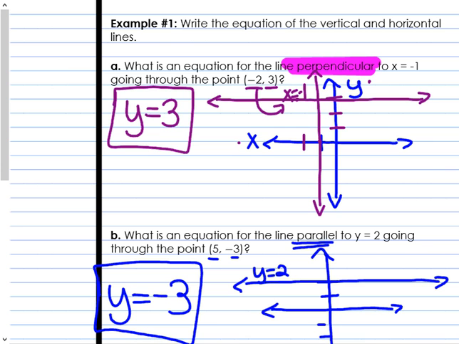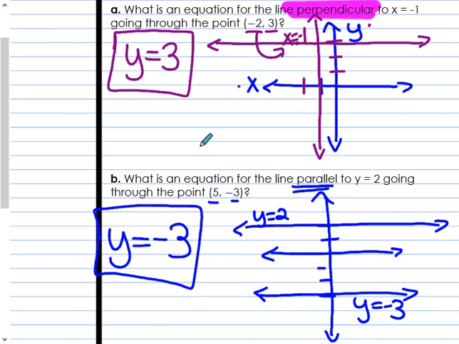We had a vertical line x equals -1, and we found that the line perpendicular to that was the horizontal line y equals 3. Okay, perpendicular line x to y. Parallel lines run the same direction, so we had the line y equals 2, and the line that was parallel to it was y equals -3.